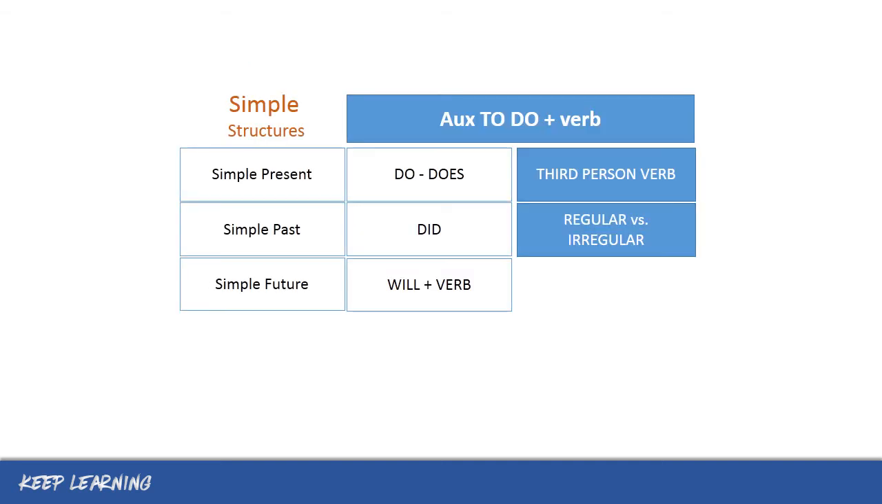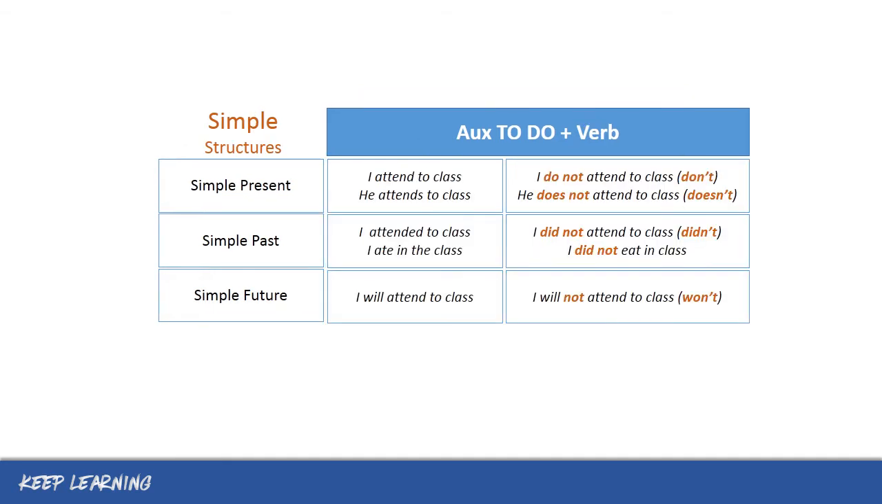Now let's go with the simple structures. The simple structures use the auxiliary do. And in the simple present you have do and does for the third person. In the simple past you have did, but also you have to remember in the simple past if you have regular or irregular verbs, right? In the simple future, well, it's really simple. Will and the verb, and it's natural. We have some examples of that.